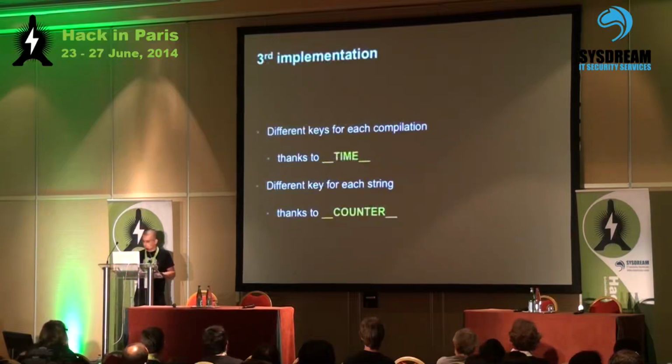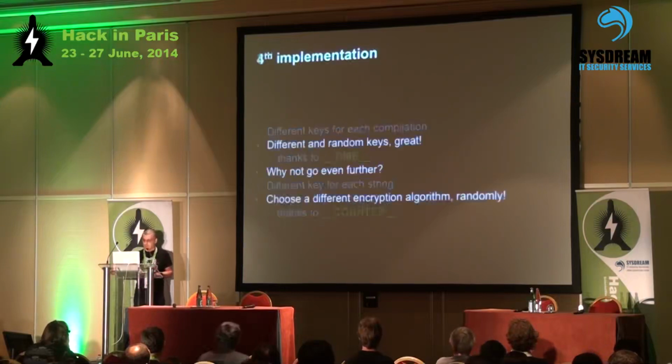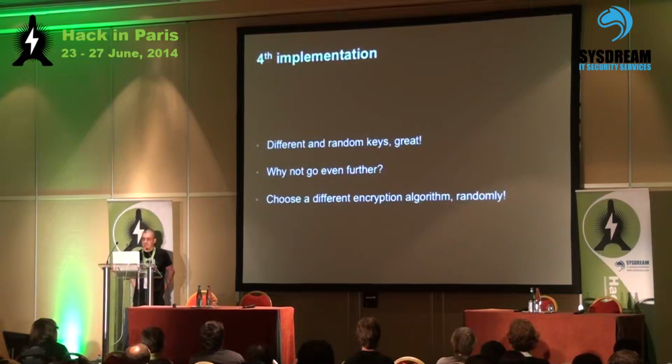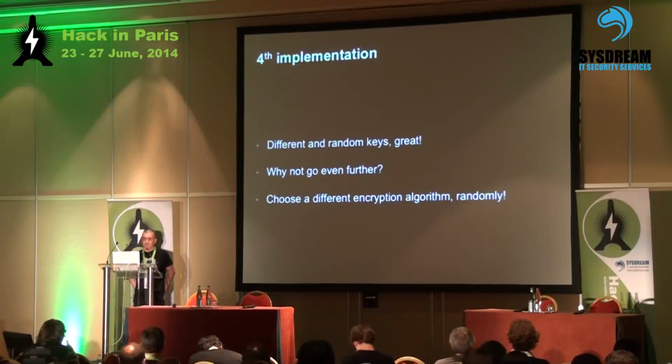So thanks to time, I can generate different keys for each compilation, and thanks to counter, I can generate different keys for each string literal. So I have almost a perfect solution, but why not go further? In what you see in this example, my algorithm to encrypt is always the same. It's just XOR. But why not use a different algorithm for each string and for each compilation?